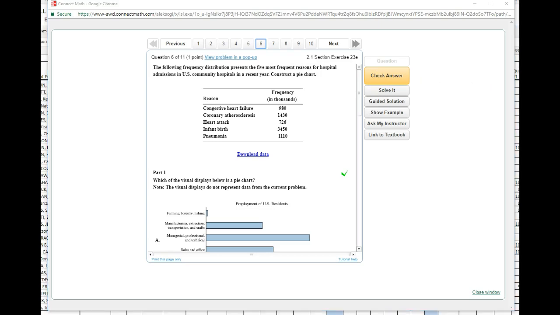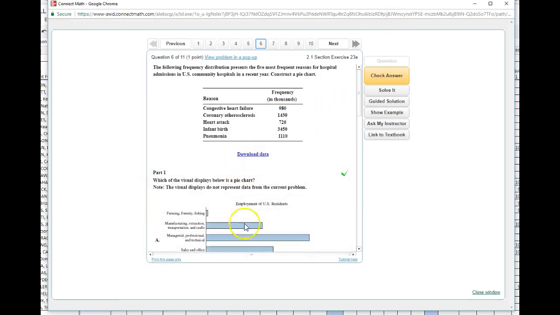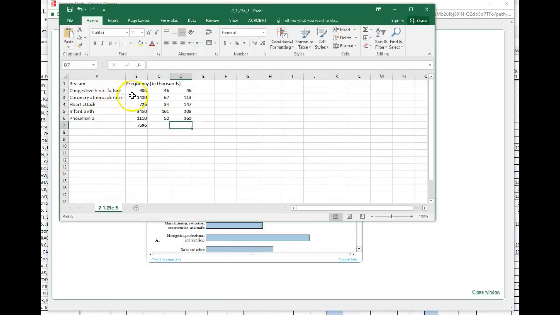And so I'm actually going to bring over my Excel spreadsheet, because if you notice, you can download the data. It has the frequency here for each one. I have added the sum of these cells, and that's 7,696. And then I took my 980 divided by the 7,696 and multiplied it by the 360. And I got 46 degrees for congestive heart failure.